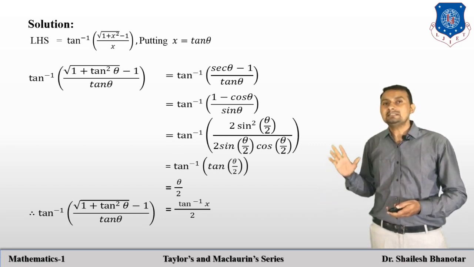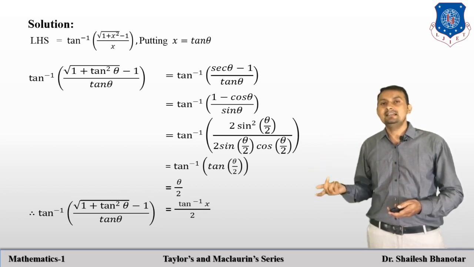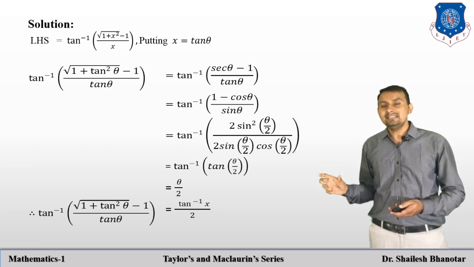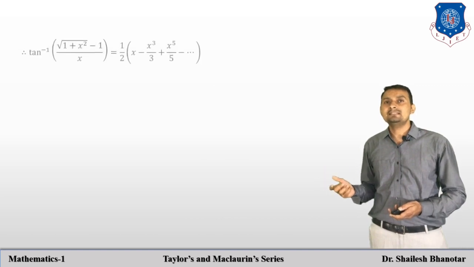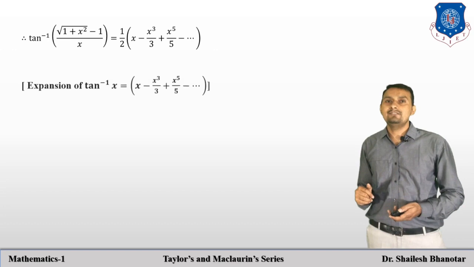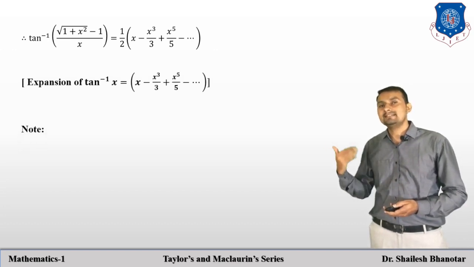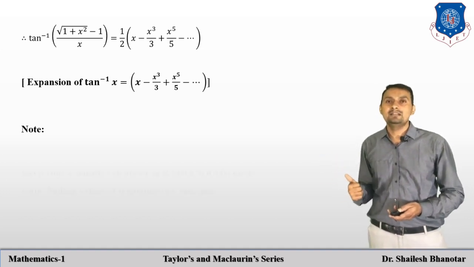But what was our theta? x is equal to tan theta, so we can represent theta equals tan inverse x. So we get LHS equals tan inverse x divided by 2. But we know the expression for tan inverse x, and if we represent it, we get the final answer, that is 1 by 2 into x minus x cube by 3 plus x raised to 5 divided by 5 minus, and so on.